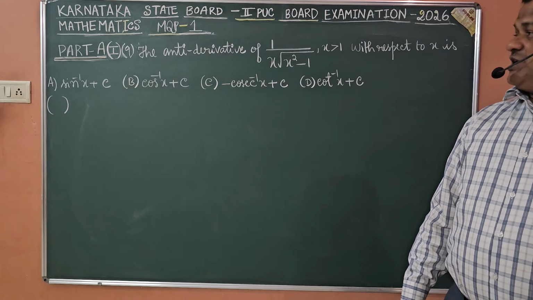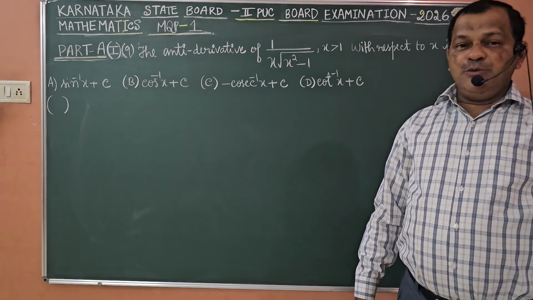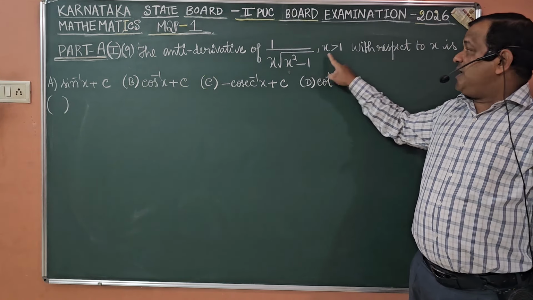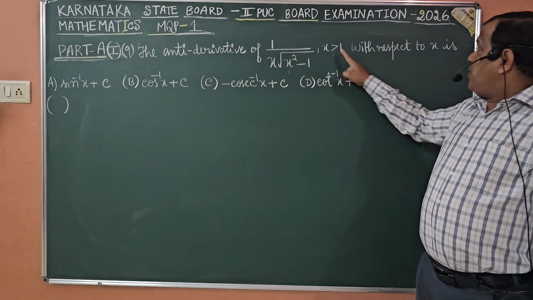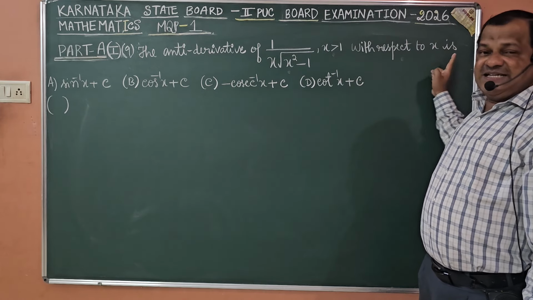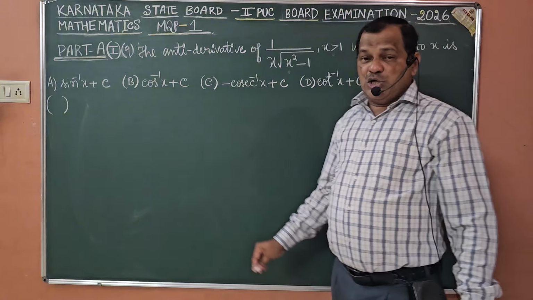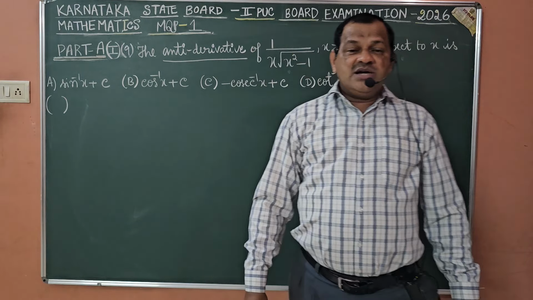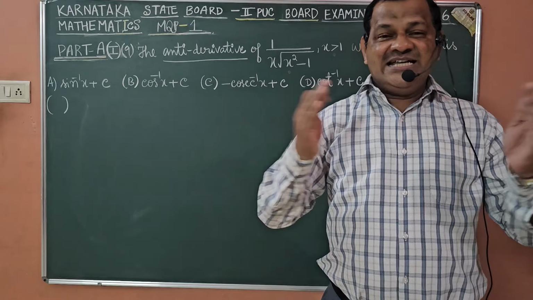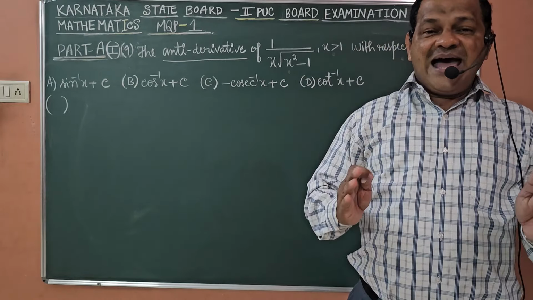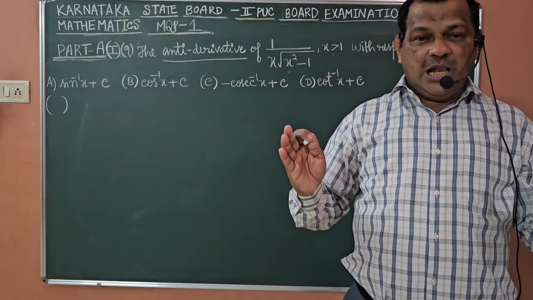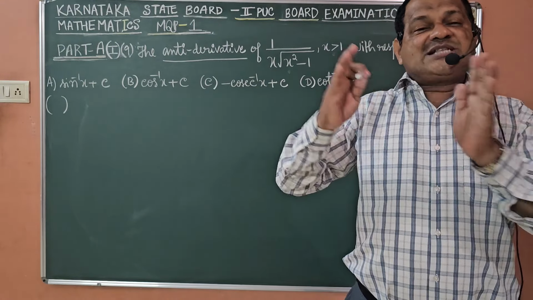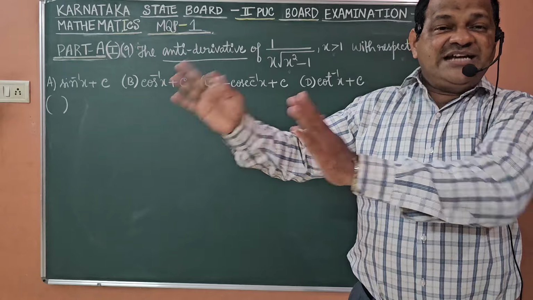Here is the 9th MCQ. The antiderivative of 1 by x root of x square minus 1, x greater than 1, with respect to x is. I would like to tell you first the meaning of antiderivative. Some of us think that antiderivative is the same as indefinite integral. No, they are slightly different.